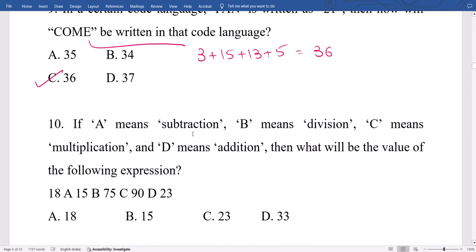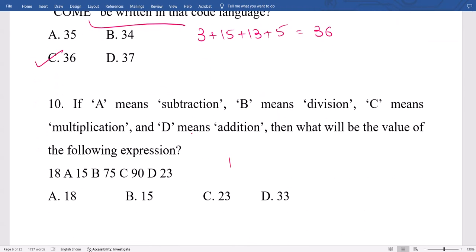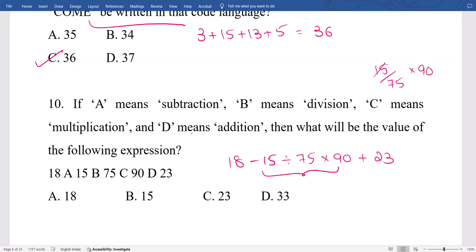Now one more question related to mathematical operations. So A is subtraction, B is division they given, C is multiplication, D is addition. So this can be written as 15 divided by 75 into 90. Divide by 5, 90 divided by 5 is nothing but 18. So plus 18 minus 18 will get cancelled. The result is simply 23.